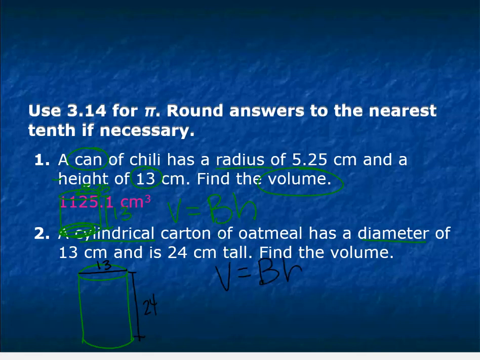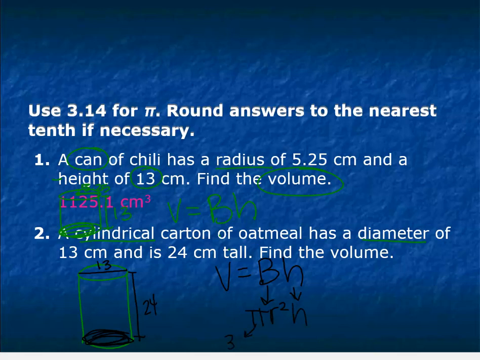So big B times H. Again, none of these formulas you have to memorize. You can look at your formula chart and look under volume for cylinder. Big B is the area of the base. My base is a circle. So the area of the circle is pi r squared times the h.